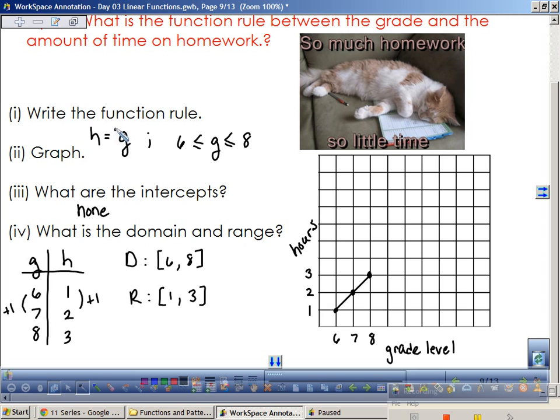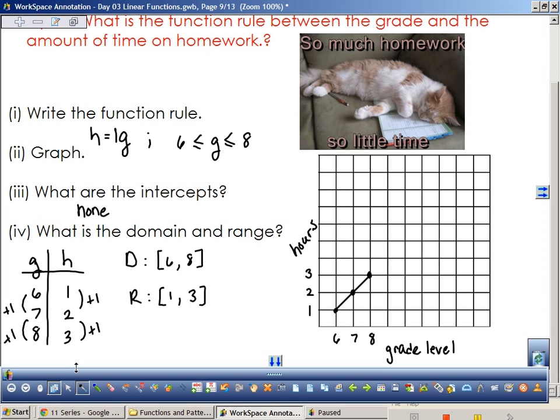Because the other one, you don't have to put the 1. You could put 1G. Because for every, there is no intercept, right? The grade goes up 1. The rate is going up by 1. Make sense? So for every hour of homework, for every grade you go up, your rise is up 1 and your run is over 1. Up 1, over 1, up 1, over 1. So the slope is 1. Got it? Yes.